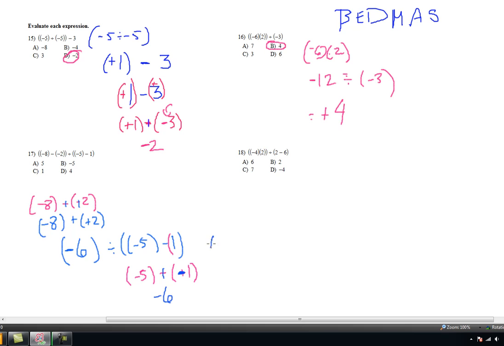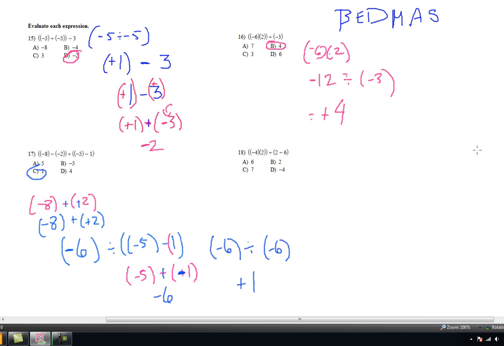So here I have now negative 6 divided by negative 6. Okay, so let's just do the numbers first. 6 divided by 6, that's 1. And then negative divided by negative, so signs are the same. Answer is positive. So here's my answer right there.